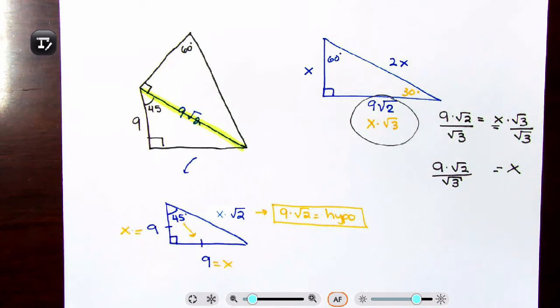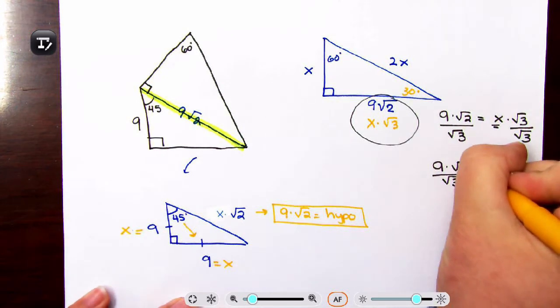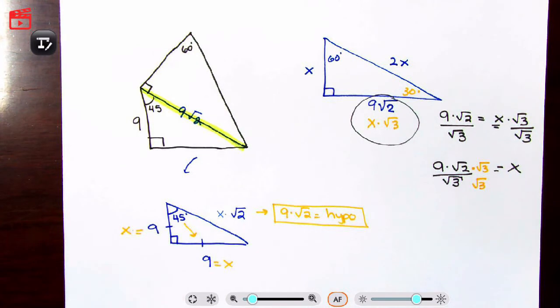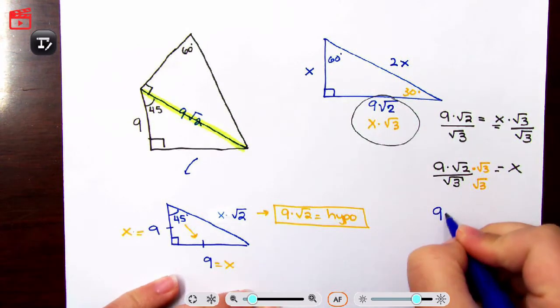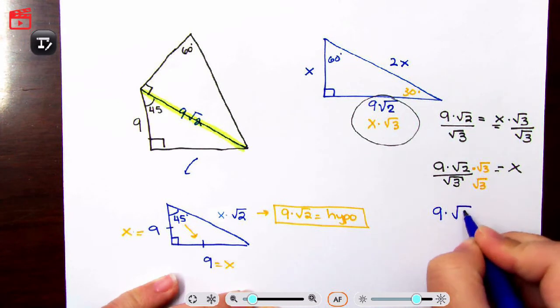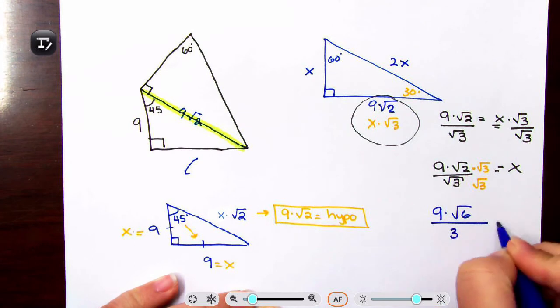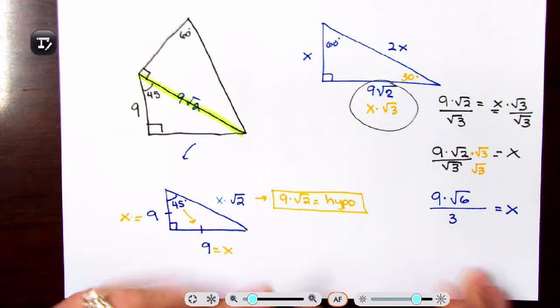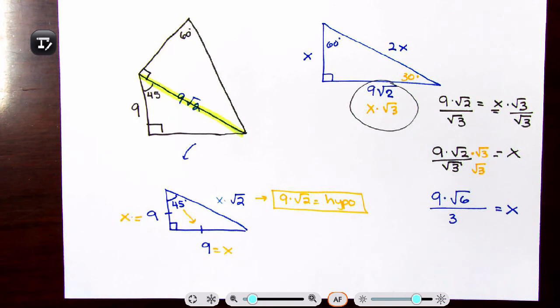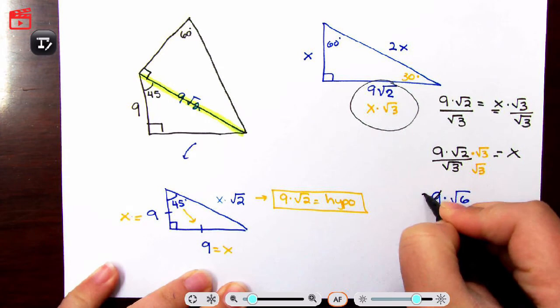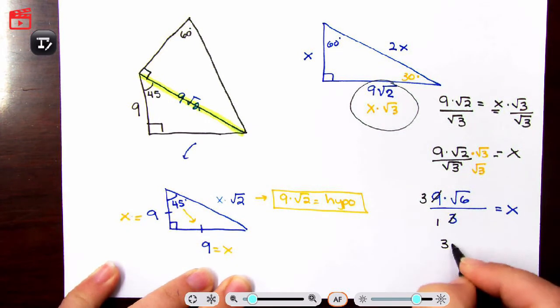Notice we have a square root of 3 in the denominator, which cannot happen. We have to rationalize. That means I'm going to multiply top and bottom by the square root of 3. So we now have 9 times, inside the house, square root of 6, divided by 3 times 3 is 9. The square root of 9 is 3. And we can simplify the 9 and the 3. 3 goes into 3 one time. 3 goes into 9 three times. So we have 3 times the square root of 6 as our value for x.